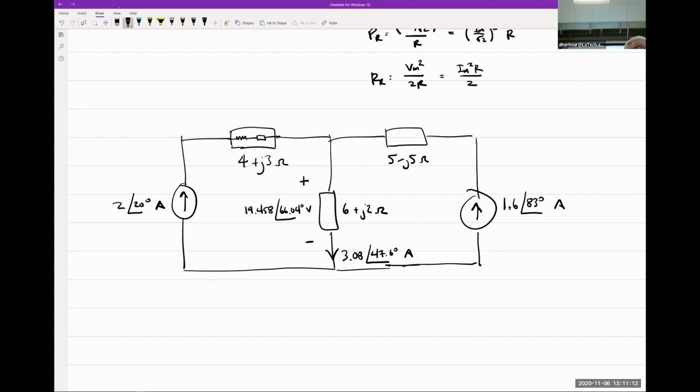Up here for the 4 plus J3, the current's coming in from the left, coming around from this source here. So that puts the plus sign over here on the left. And this was 10 volts at 56.87 degrees. And over here on the right, the current's coming in from the right. So the plus sign would be over here on the right and the minus on the left. And I found this to be 11.314 at 38 degrees volts. And that's the voltage across each impedance.